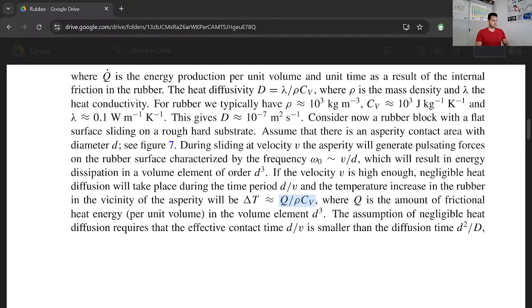For this, carefully, the time must be smaller than the diffusion time, which is given by the square value divided by the capital letter D, where the capital letter is the heat diffusivity.